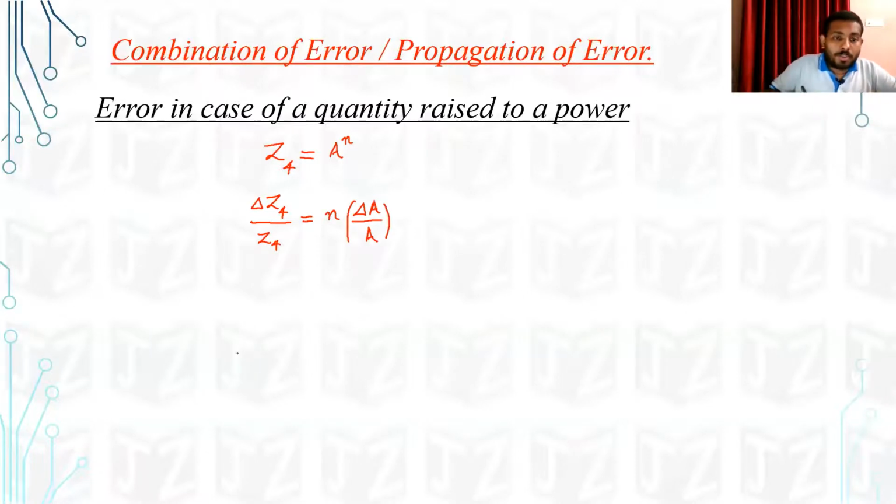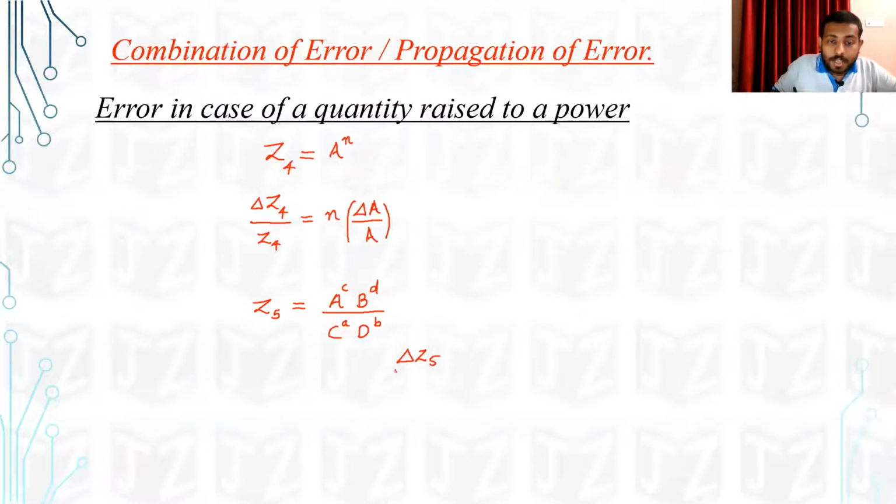Now I have a question for you. If there is another physical quantity Z5, let it be A raised to C, then B raised to D divided by C raised to A, then D raised to B. Then how can we calculate the relative error in Z5? So let us check.